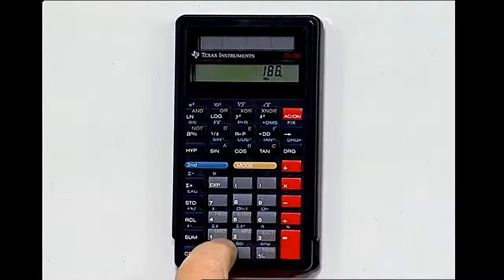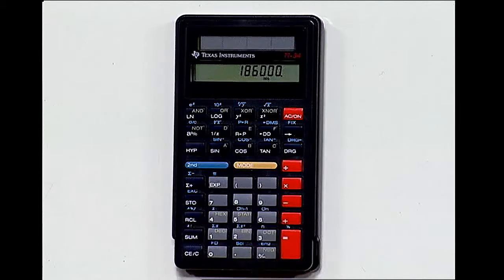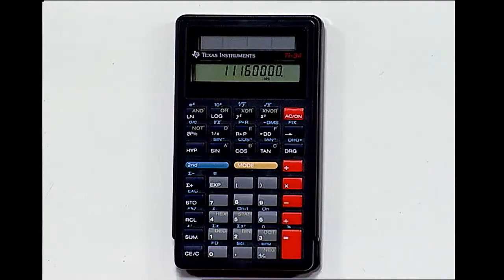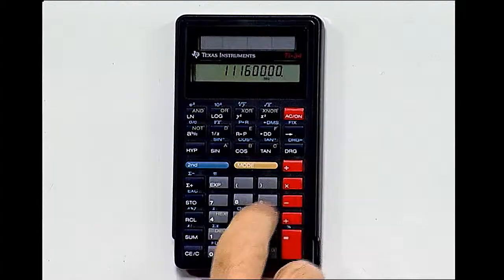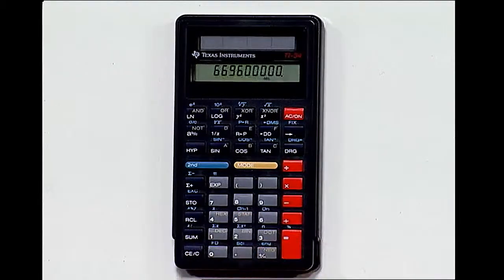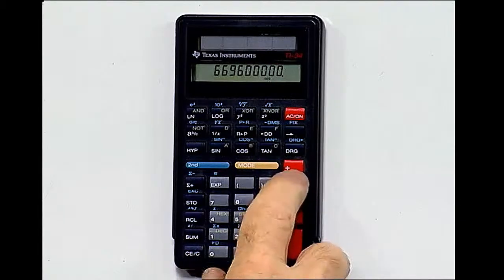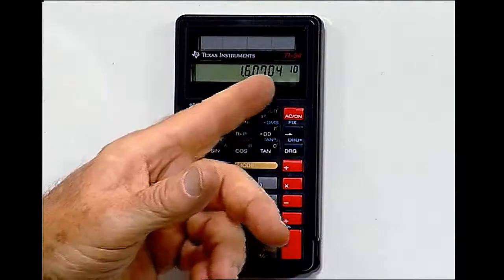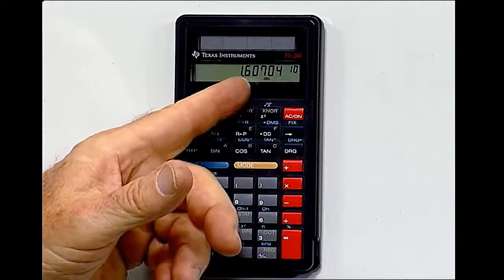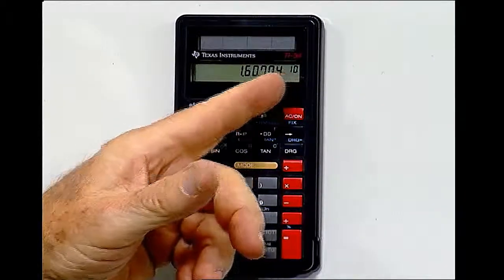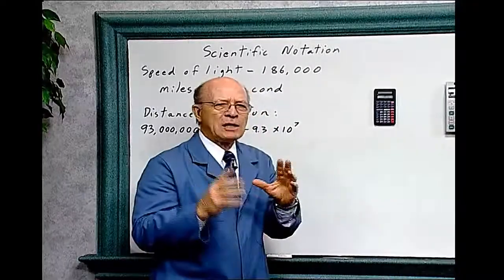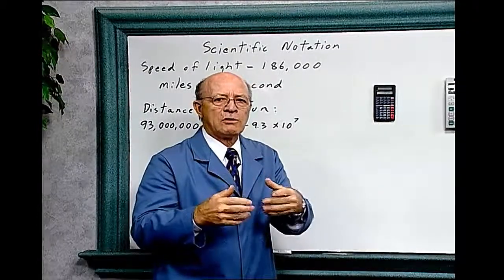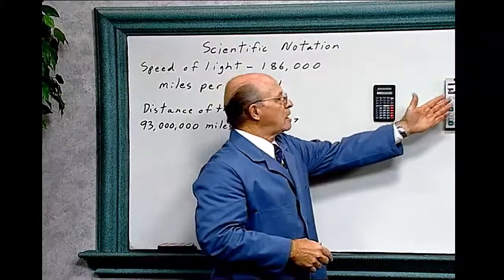186,000, that's miles per second, times 60 equals miles per minute, times 60 miles per hour, times 24 equals, now notice we have this number, 1.60704 to the 10th power. Now watch what happened to this calculator when I times it by 365.